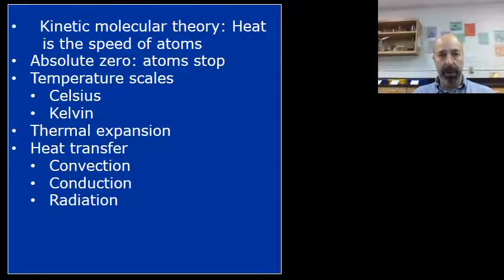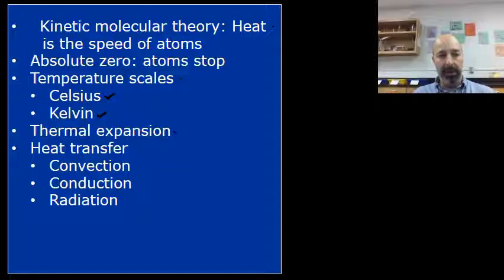All right, so there you have it, ladies and gentlemen. We have the kinetic molecular theory, which basically tells us what heat is, which is the speed of atoms. The hotter something is, the faster the atoms move. That brings us to the idea that if you get the atoms to stop by taking away all the heat energy, that is what we call absolute zero. We have a couple different temperature scales that we learned about. Celsius, remember 0 is the freezing point of water, 100 degrees is the boiling point of water. Kelvin, the only temperature scale that actually makes sense because 0 is the point when atoms stop moving.